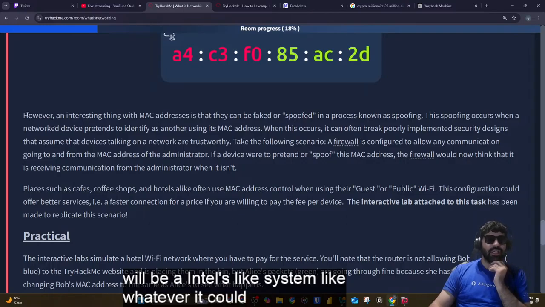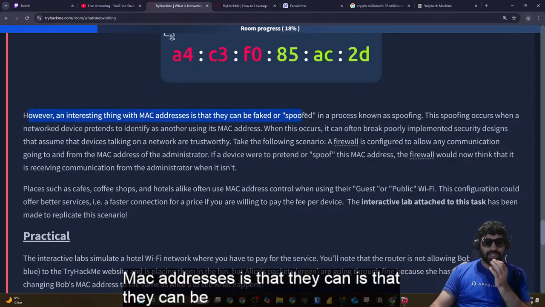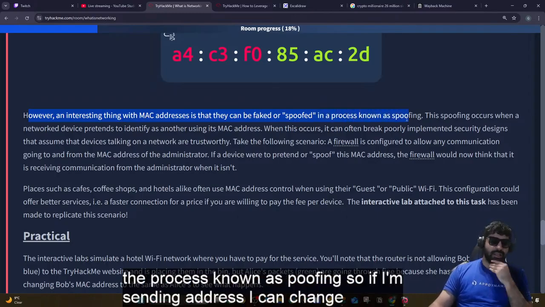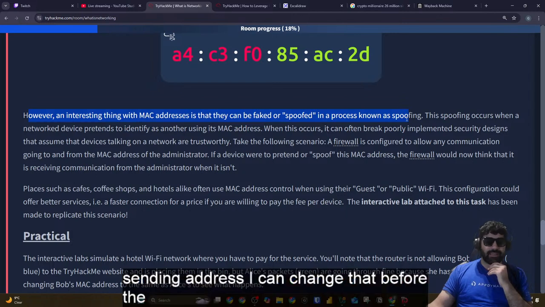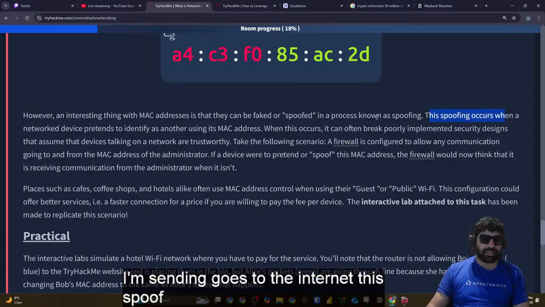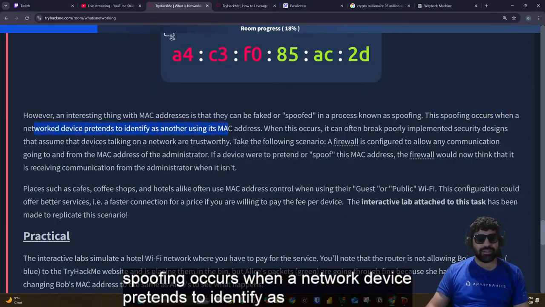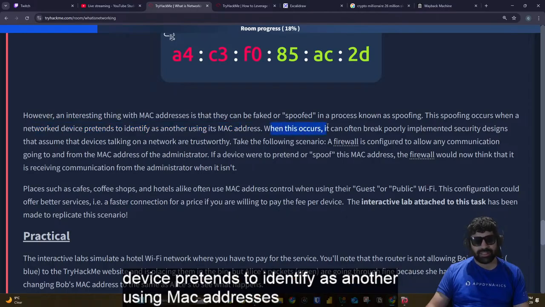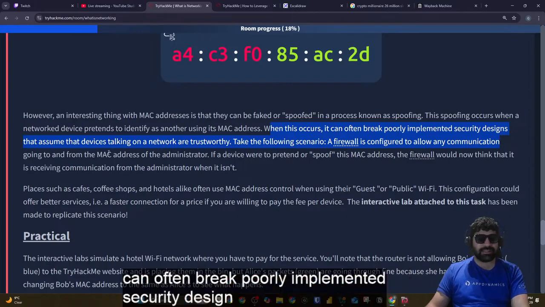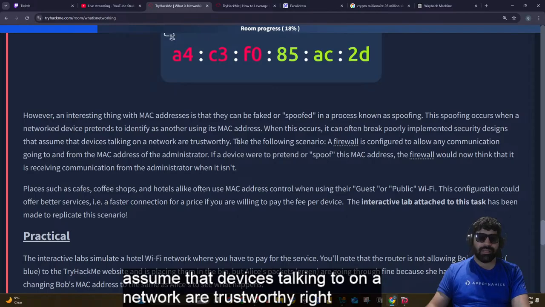However, an interesting thing with MAC addresses is that they can be faked in a process known as spoofing. If I'm sending a message, I can change the address before it goes to the internet. Spoofing occurs when a network device pretends to be another using MAC addresses. This can often break poorly implemented security designs that assume devices talking on a network are trustworthy. Take the following scenario.